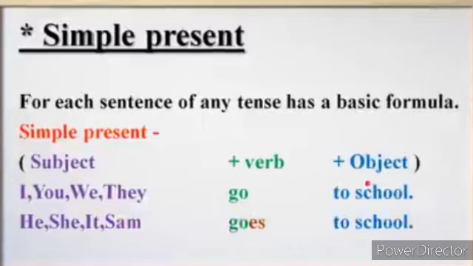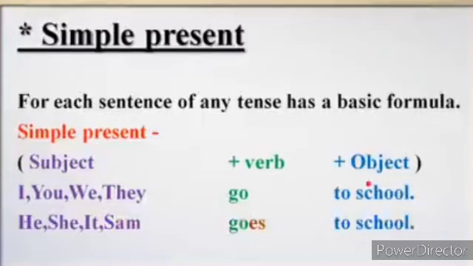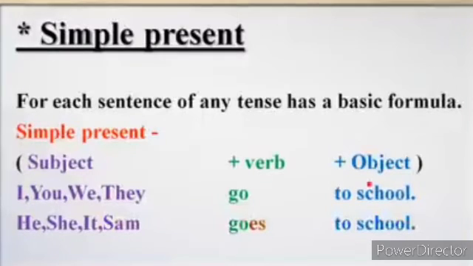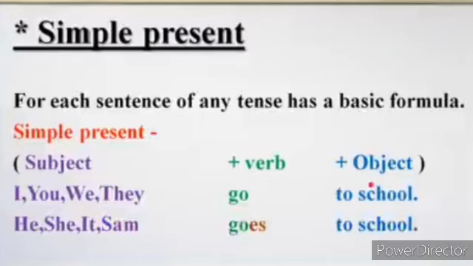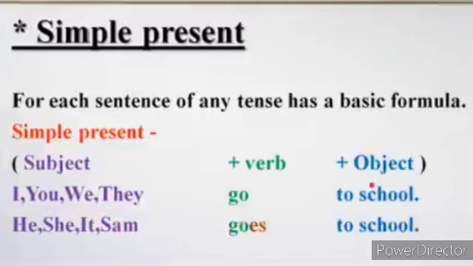So this is subject plus verb. Verb means go, an action word, go, okay? And if you use he, she, it, you will say go becomes goes, G-O-E-S, goes. But when you write I, you, we, they, you use the verb go plus object. Object will be the same at both places, plural and singular: to school.